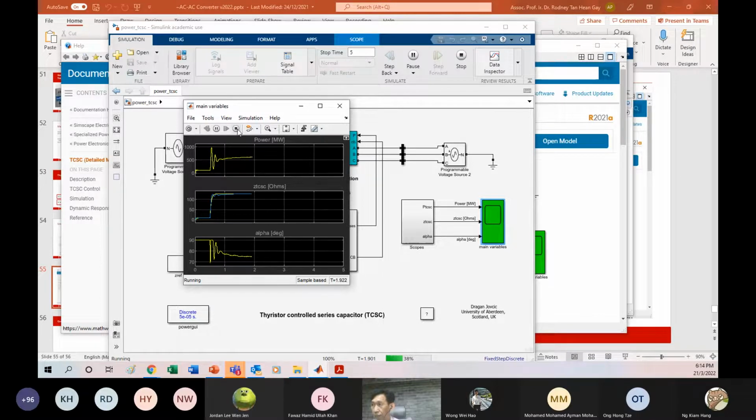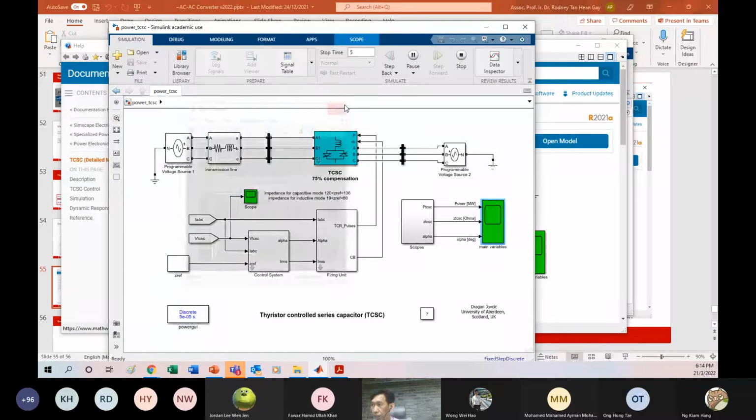Okay, so again, you can see that they are, okay, I'll stop this. Again, they are two sources. You can control how the power wants to flow, in which direction.